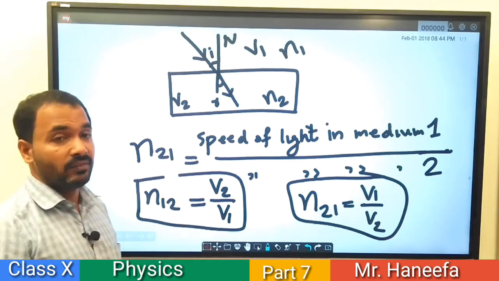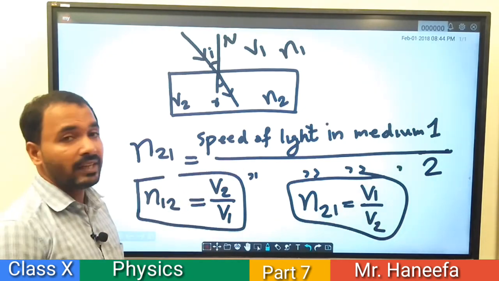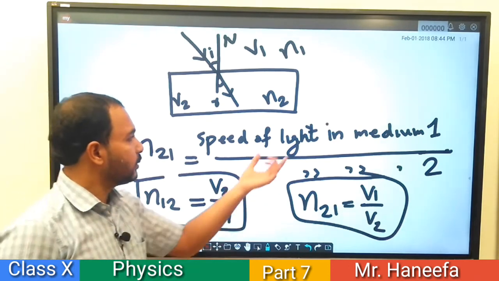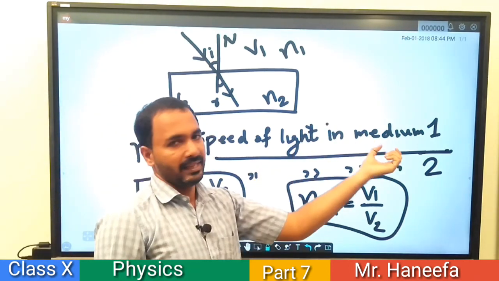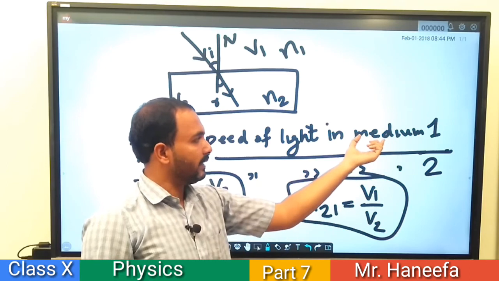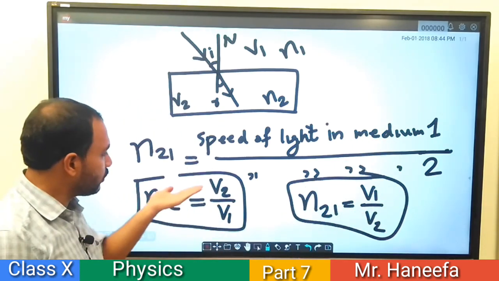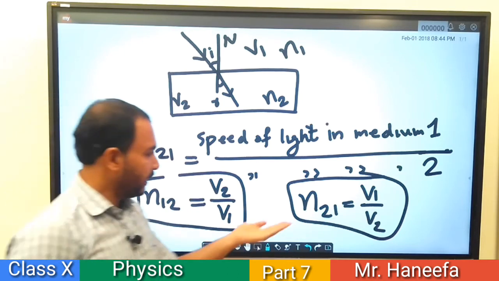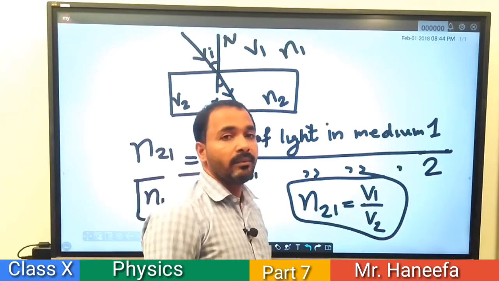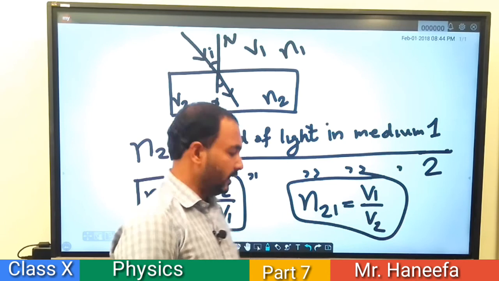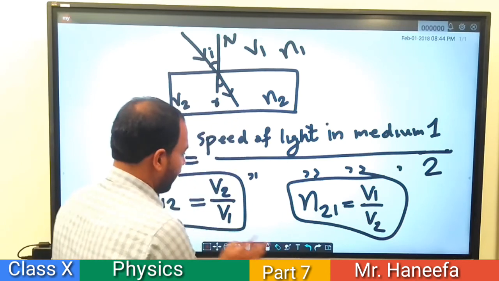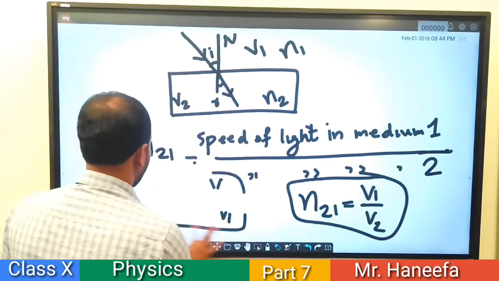Relative refractive index. To define relative refractive index, we need two media, that is medium 1 and medium 2. N12 equals V2 by V1, N21 equals V1 by V2. Okay, this is about refractive index.